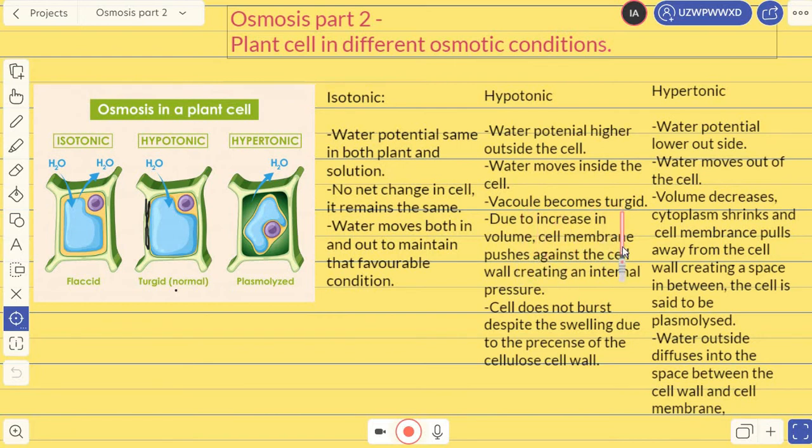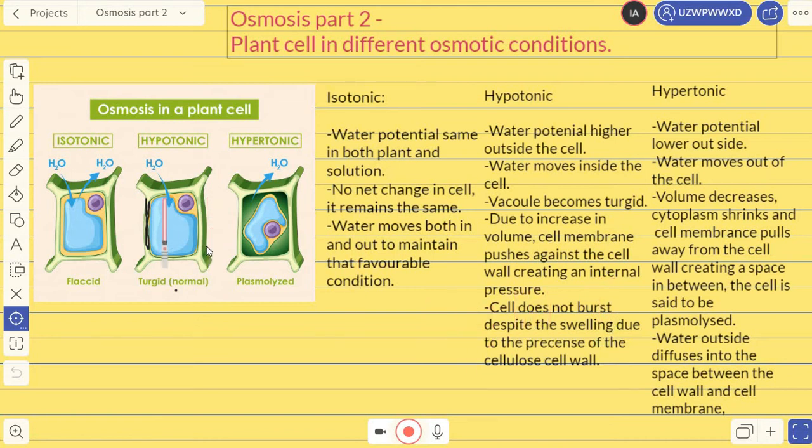When the vacuole gets bigger, it puts pressure on the cytoplasm, and then the cytoplasm also gets bigger. When it gets bigger due to the increase in volume, it pushes against the cell membrane, and then the cell membrane pushes against the cell wall, and this creates an internal pressure. So let's read this: the vacuole becomes turgid. This is what it exactly means: the vacuole gets bigger, the cytoplasm also increases in size, and then both push against the cell membrane, and the cell membrane in turn pushes against the cell wall, and this creates an internal pressure.